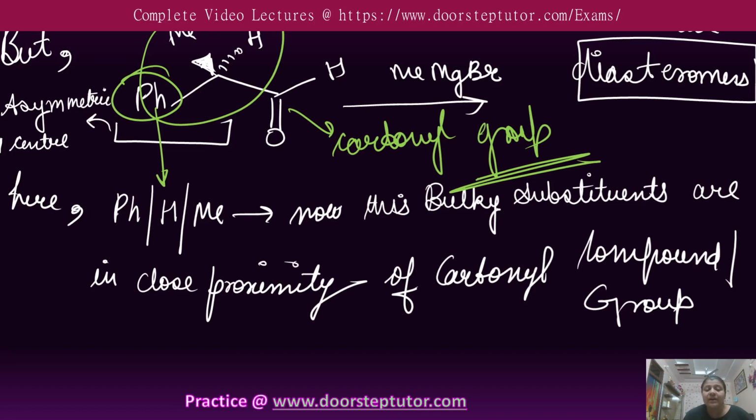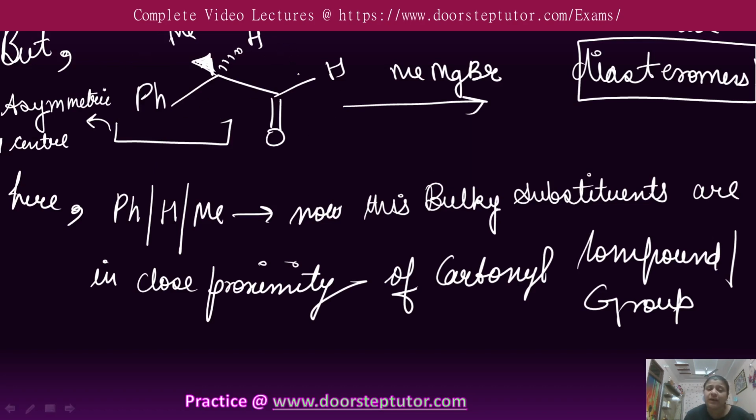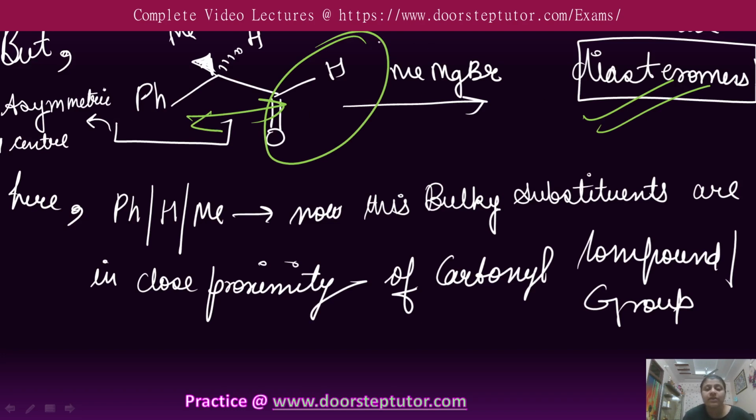The bulky groups are in very close proximity of the carbonyl group, because this asymmetric center and this carbonyl group are very close to each other. And when these things are very close to each other, in the product we are going to get the diastereomers. The reagent is the same, but our reactant changes, so our product will also change. In the product we are going to get the diastereomers, because here we can have a phenyl, hydrogen or methyl, and we get diastereomers only when the bulky substituents are in very close proximity of the carbonyl group. So phenyl is a bulky substituent and it's in very close proximity of the carbonyl, because this is a reactant.